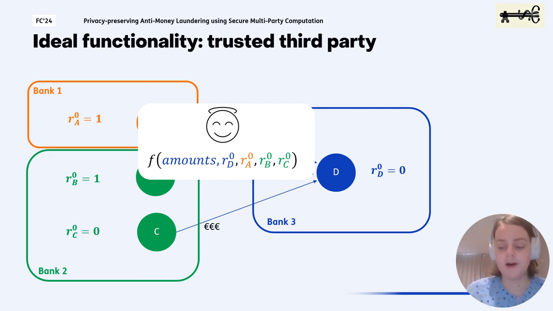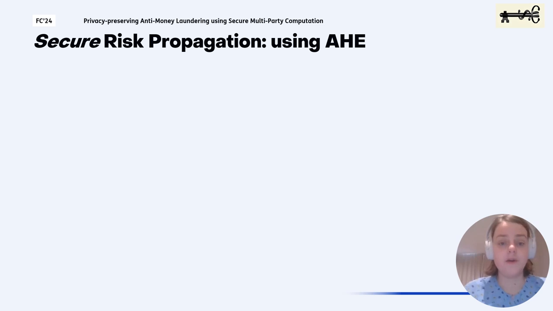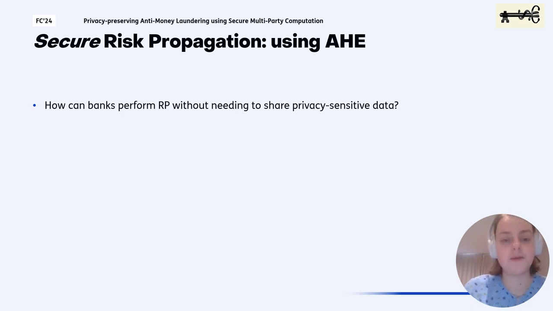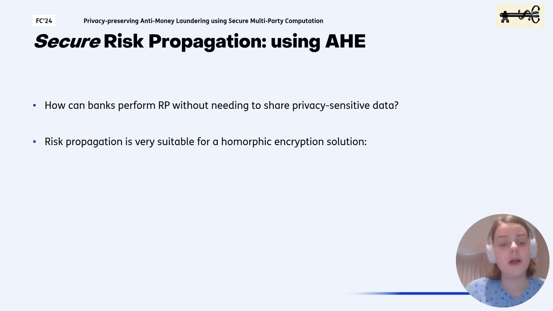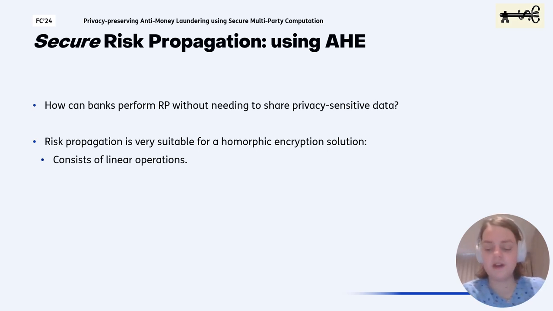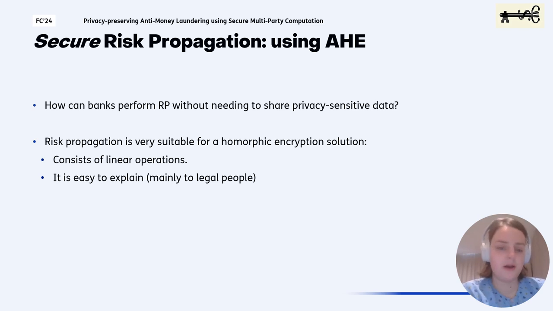So that's why we came up with a secure multi-party computation or homomorphic encryption solution that we call secure risk propagation, where we use additively homomorphic encryption. So the question is, how can banks perform risk propagation without needing to share privacy sensitive data, which are these risk scores? Risk propagation is very suitable for homomorphic encryption. Why? Because it consists of linear operations, as we have seen. A bit of a non-technical side point is that it is easy to explain, which in our experience helped a lot when talking with legal people.